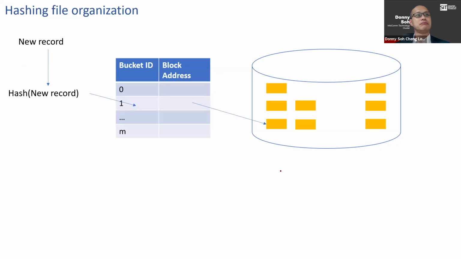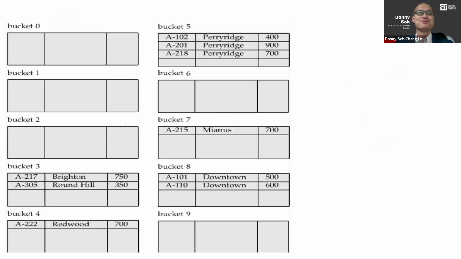Okay. So this is hashing. As you know, hashing is hashing is hashing lah. So you hash the record, it goes into the bucket, and then you just throw the record into the bucket lah. So this is the definition of hashing.